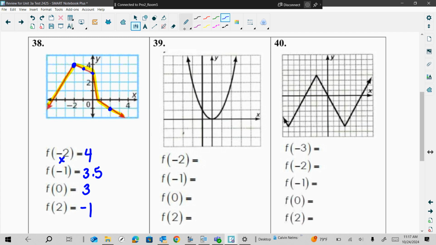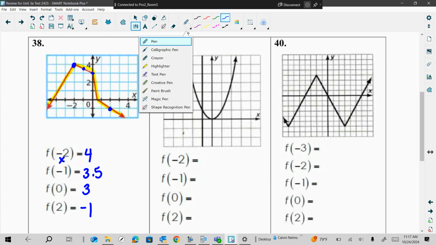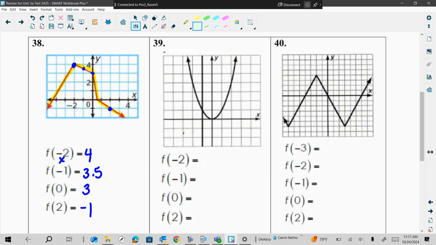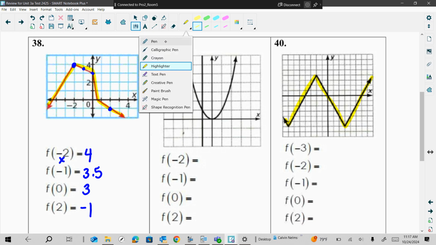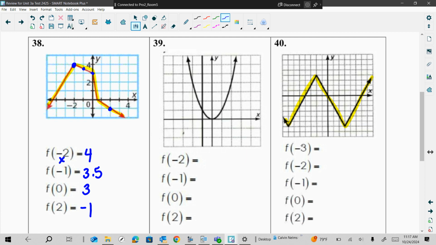So I'm going to jump to number 40. Again, we have this jagged line, which is the function. We're finding the value of the function at x equals negative 3. This is the origin. I've got to count to the left 3: 1, 2, 3. And then go up and touch that graph. I went up 2. So that's the answer.